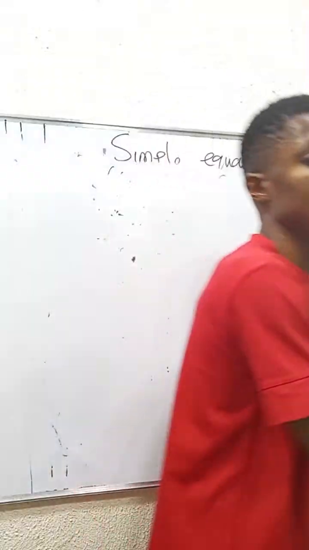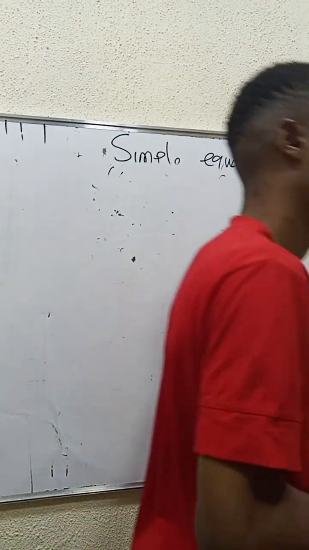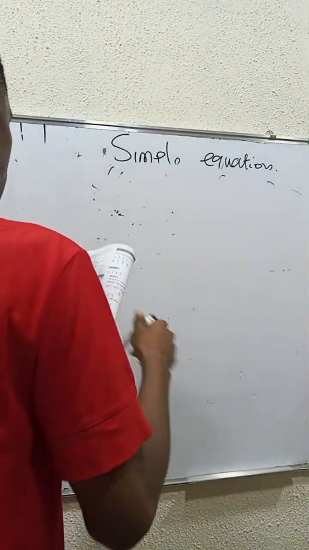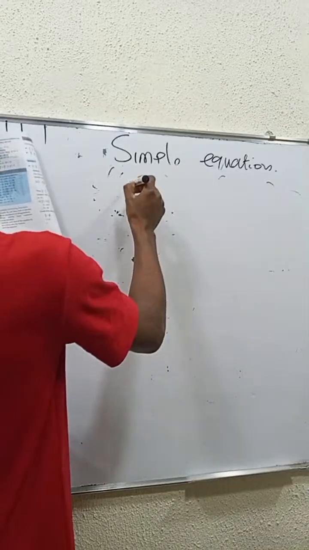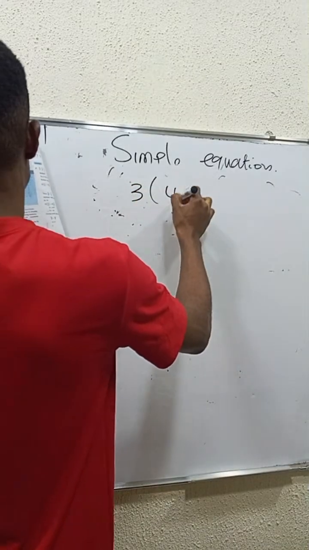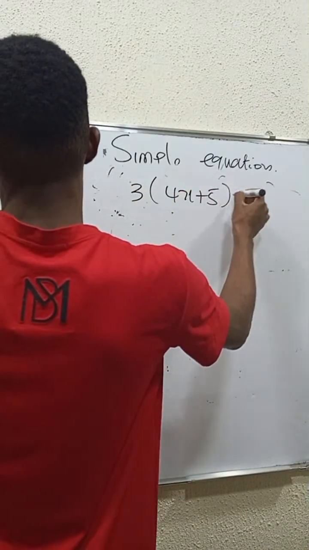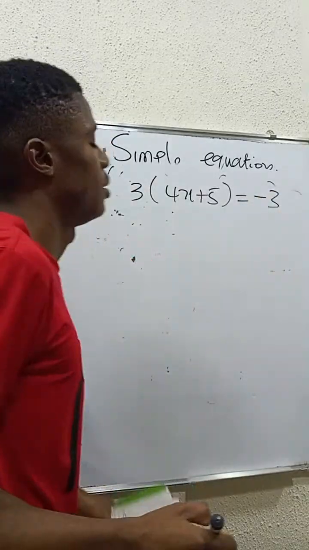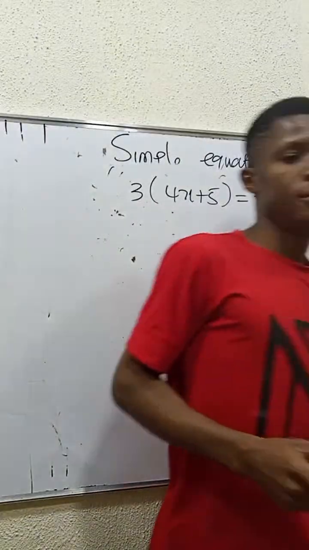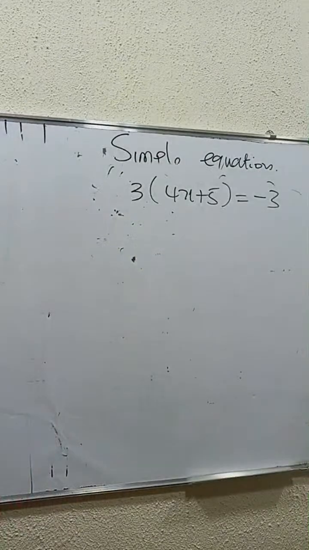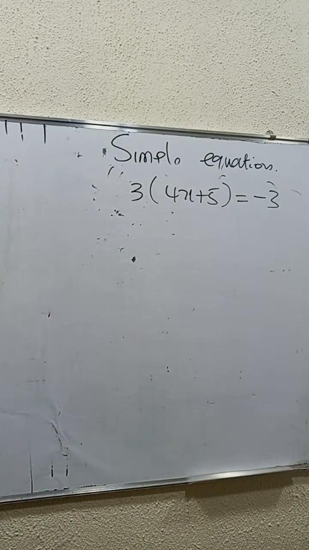Let's try another question together, okay? Let's try a simple one: 3 into 4x plus 5 is minus 3. This time I won't be opening brackets. I will just divide.